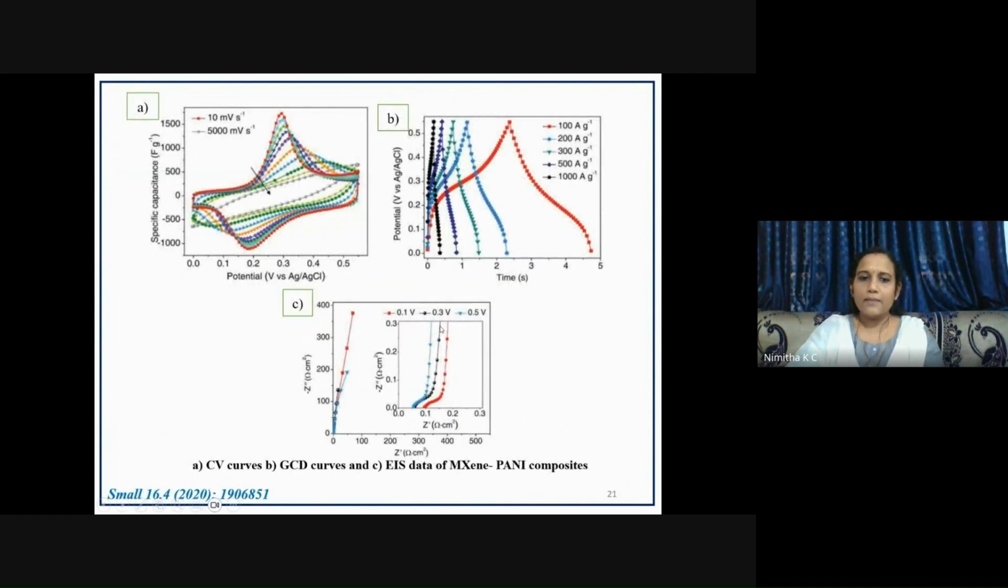This is one of the examples which shows the MAXene PANI composites, that is MAXene polyaniline composites, which show tremendous electrochemical behavior when we check the CV, that is cyclic voltammogram, and the GCD curves as well as the EIS data. We can see that these MAXene PANI polymer nanocomposite materials show excellent electrochemical behavior, so that they can be widely employed in electrochemical devices like batteries and supercapacitors in order to store the conventional green energy resources.